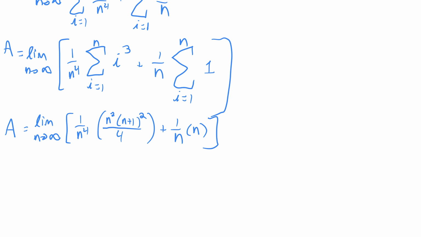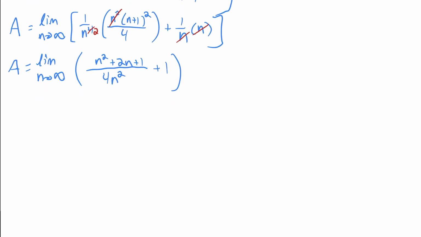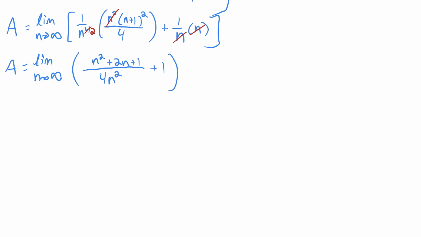And now let me simplify inside the brackets before I even attempt to try and evaluate the limit. I notice that I can cross off both of those n's with 2 of those n's. And then n plus 1 squared is n squared plus 2n plus 1. So that is all over 4n squared. And then I've got this plus 1 here. I might want to get a common denominator. So I'm going to change that 1 to 4n squared over 4n squared.